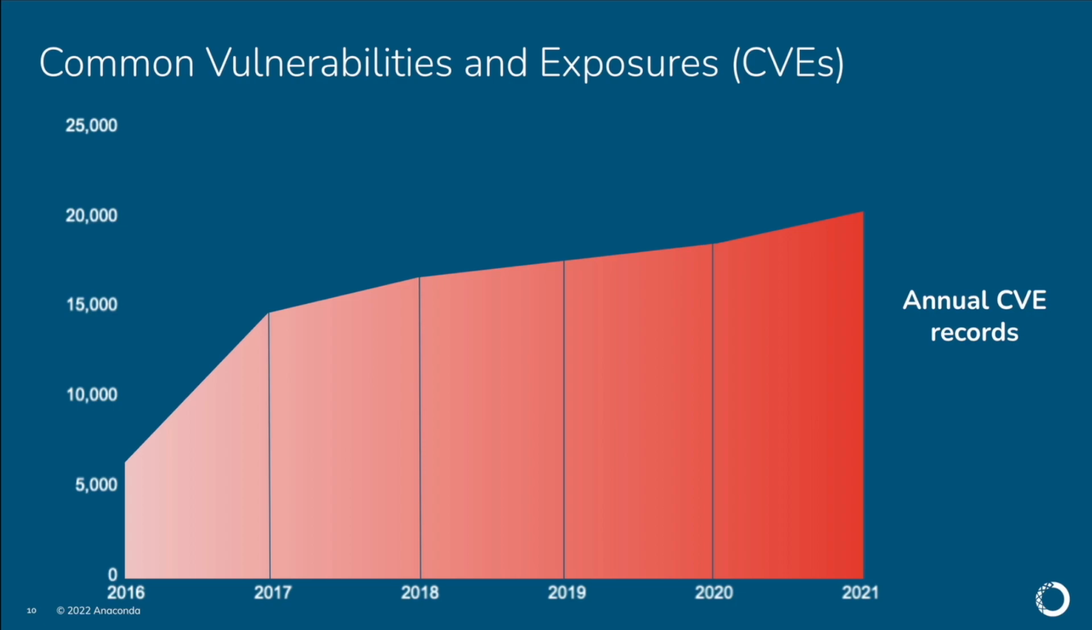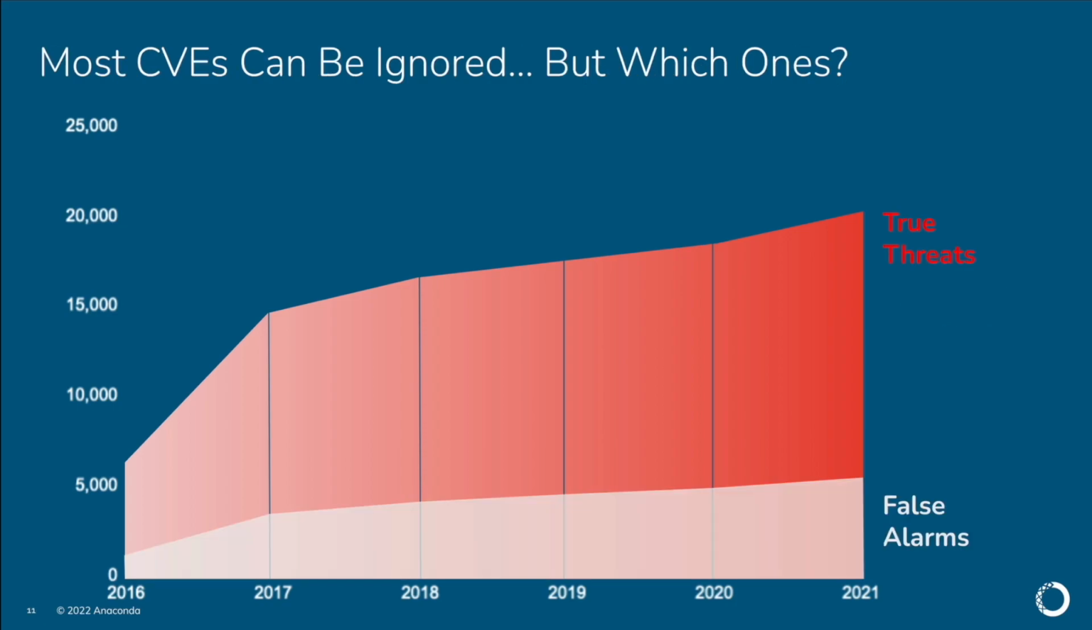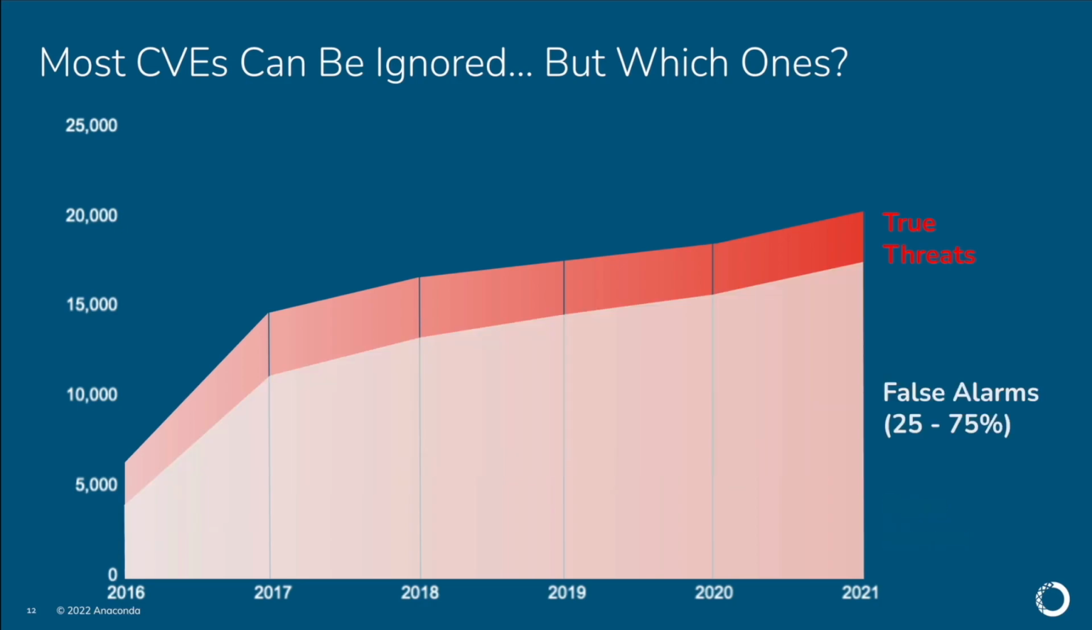So what does this realistically look like? There's roughly anywhere from 25 to 75% of false alarms in this space. So when looking at this graph, we really need to determine what the real picture looks like. Is it 25% like this, where just a small fraction are false alarms, and in fact there's quite a few true vulnerabilities out there? Or is it closer to 75%, where in fact there's a significant amount of noise and there's only a few that we really need to pay attention to?